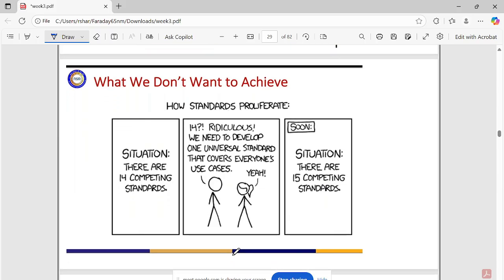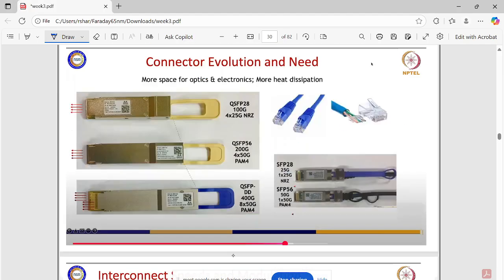So what we don't want to achieve is this: there are so many standards, say 14 standards, and then while standardizing it, one more standard came. So total 15 completely competing standards. Okay, connectors, evolution, and need.